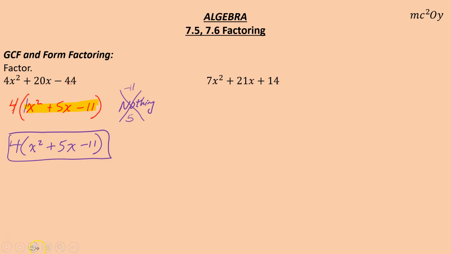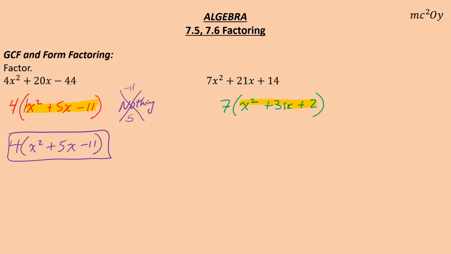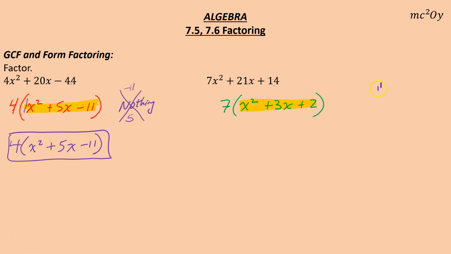Okay, let's try another one here. If we look at this here, look for the greatest common factor. So that'd be 7. 7 times what is 7x squared? Be x squared. 7 times what is 21x? 3x. 7 times what is 14? 2. Okay? And then focus in on this piece right here. Okay, ignore the 7 for now.